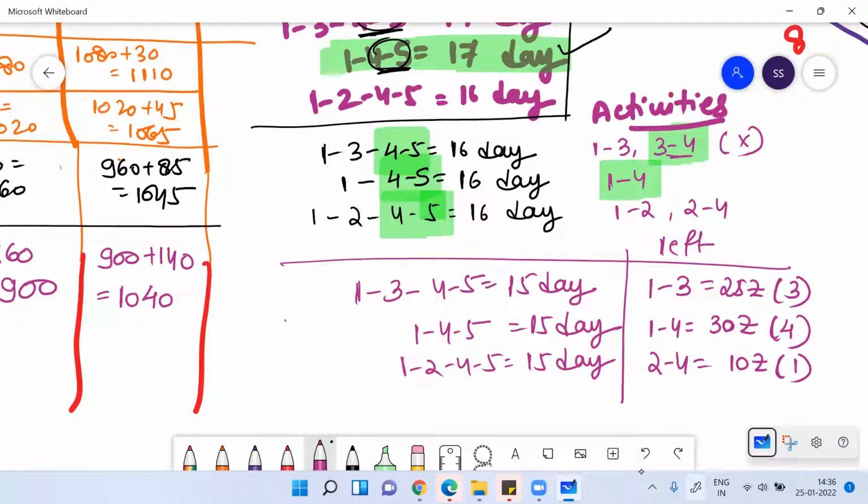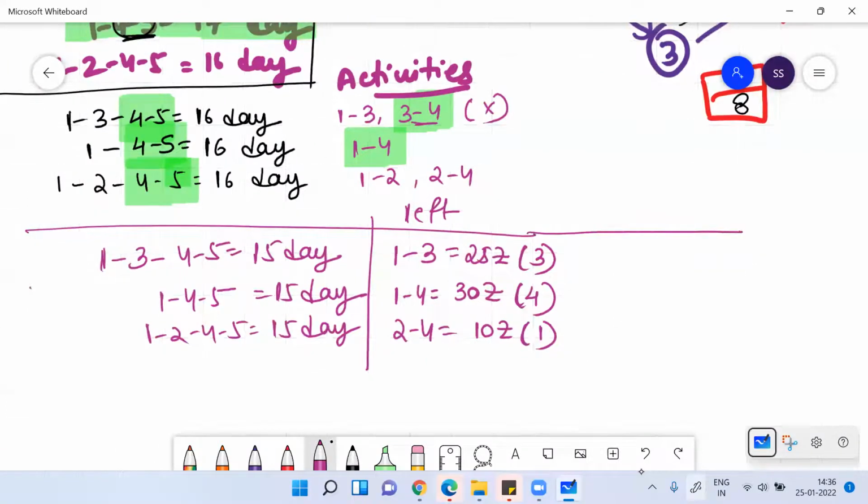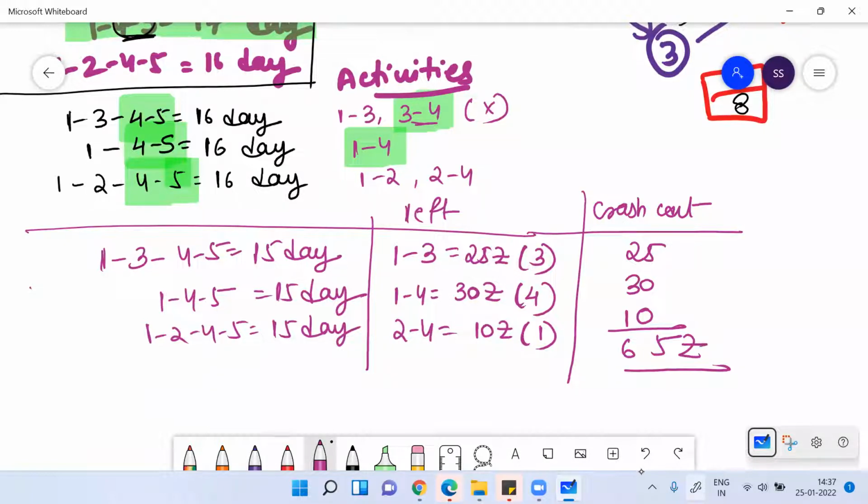I'll do that. So if you see the crash cost, your crash cost here would be 25 plus 30 plus 10, that would be 65 rupees. That would be your crash cost. So to reduce the project duration from 15 days to 14 days, I need to pay a crash cost of 65 rupees. And my indirect cost now is 60 rupees.